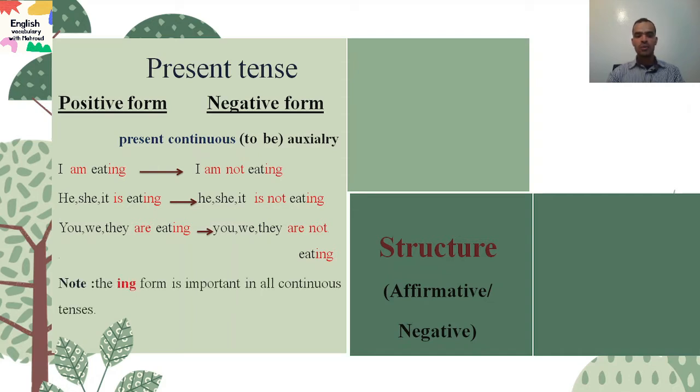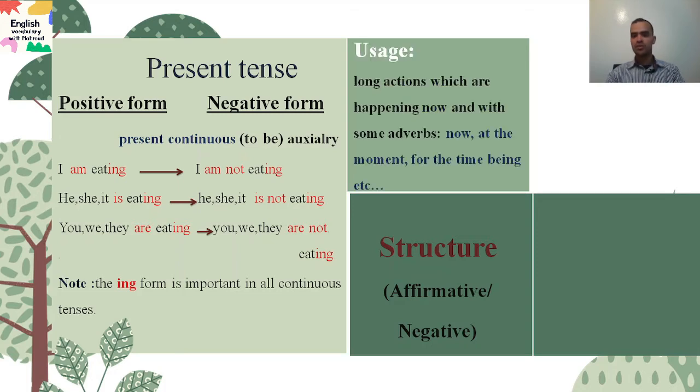There is a note here I would like to mention. The ing form is important in all continuous tenses. So the auxiliary to be is important along with the ing at the end of the verb to make the continuous tense. Now let's move on to the usage.